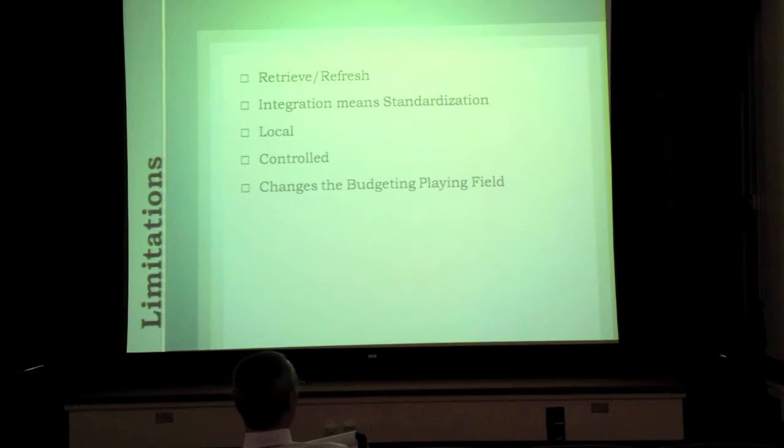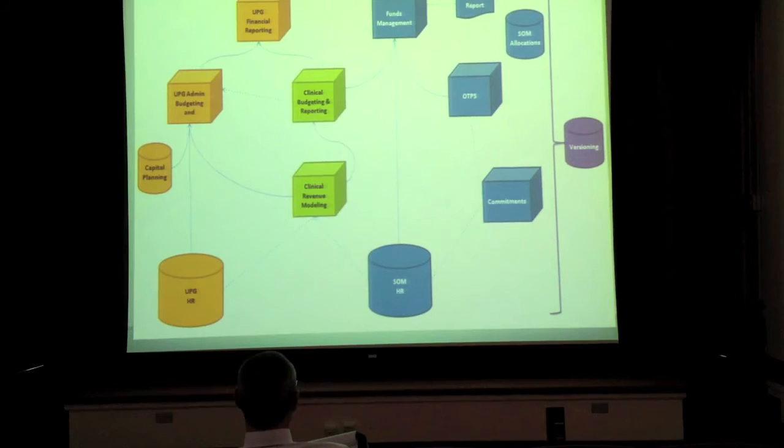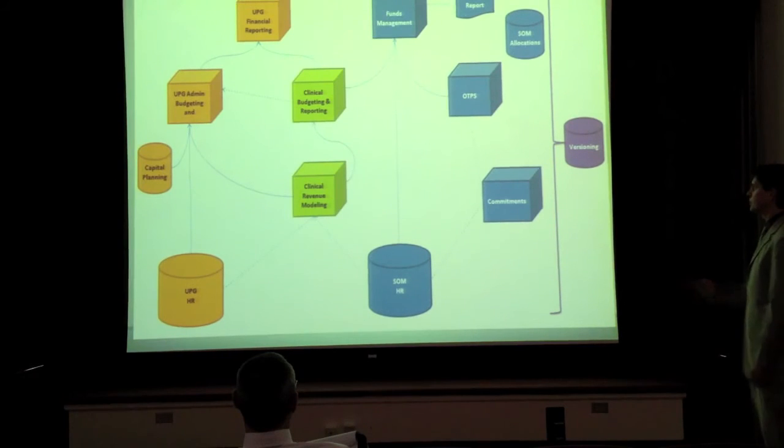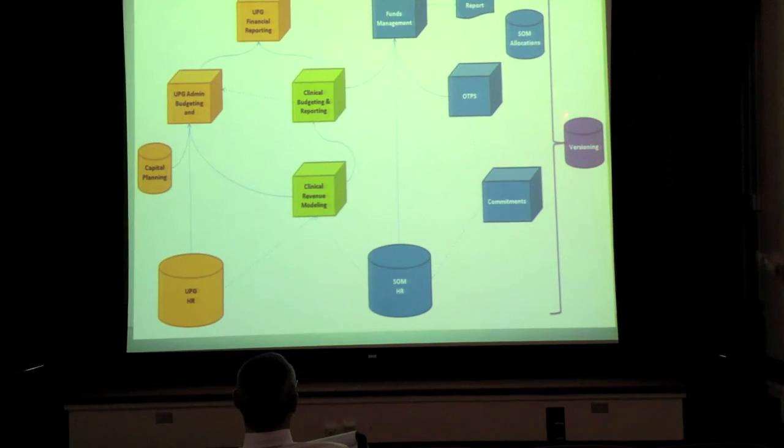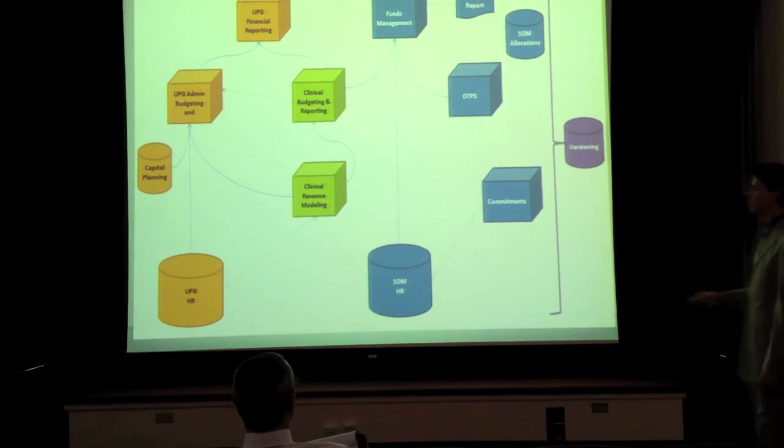So before we even get to the screenshots, let's take a look at a very, very simplified flowchart of the system. So how this works is there is a UPG side, which is here highlighted in orange, and then a SOM side, SOM-specific modules over here in blue, and then a shared module in the middle, which is clinical record, and then versioning, which is kind of an overlord module that exists over the entire thing.